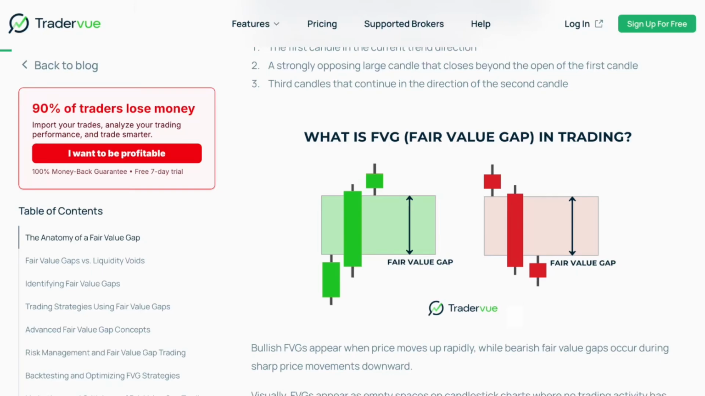Okay, so today we're going to be learning about fair value gaps. Last lesson was gap fills, and this is going to be fair value gaps. These ones are a little bit harder, especially if you're a new trader. So I would just play with the gap fills for now.